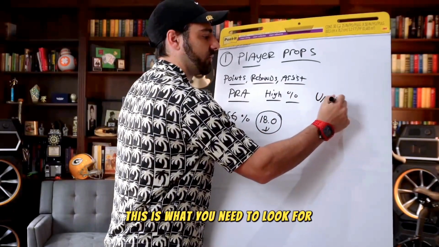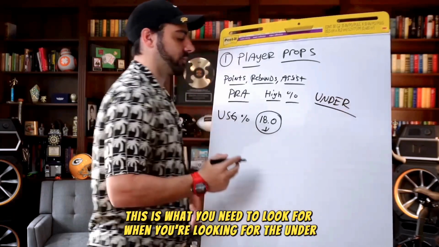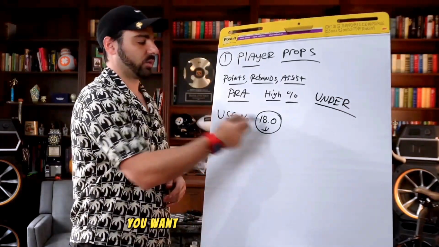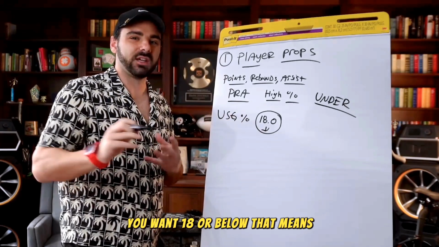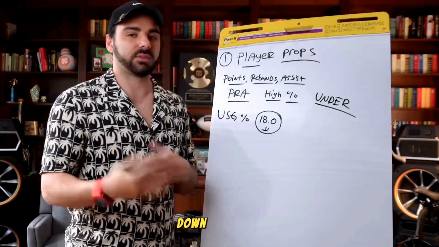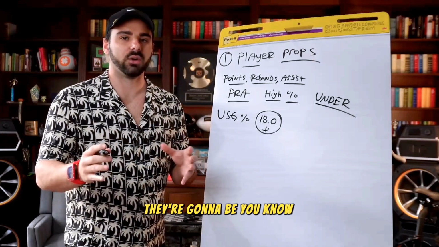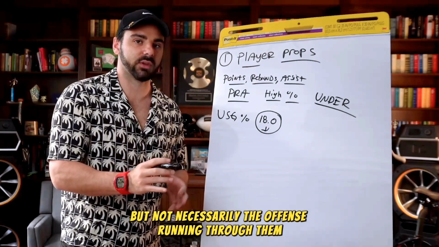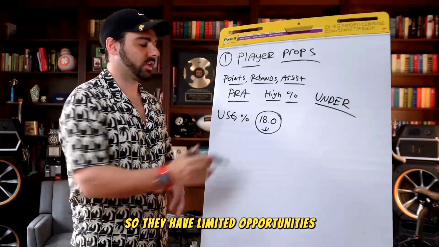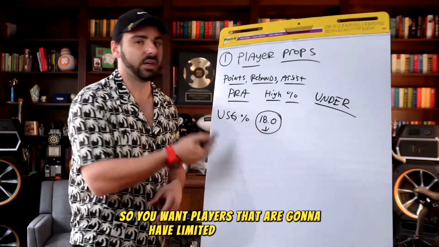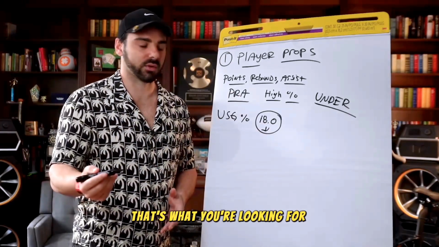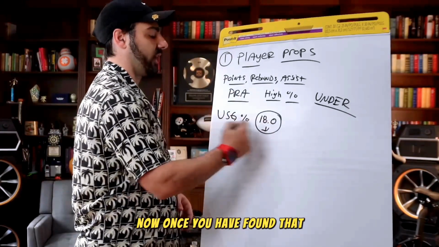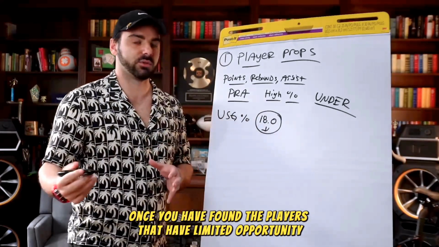This is what you need to look for when you're looking for the under. All right, so usage rate, you want 18 or below. That means they're not going to be touching the ball every single time down the court. They're probably running around a little bit, but not necessarily the offense running through them. So they have limited opportunities. So you want players that are going to have limited opportunities. That's what you're looking for.